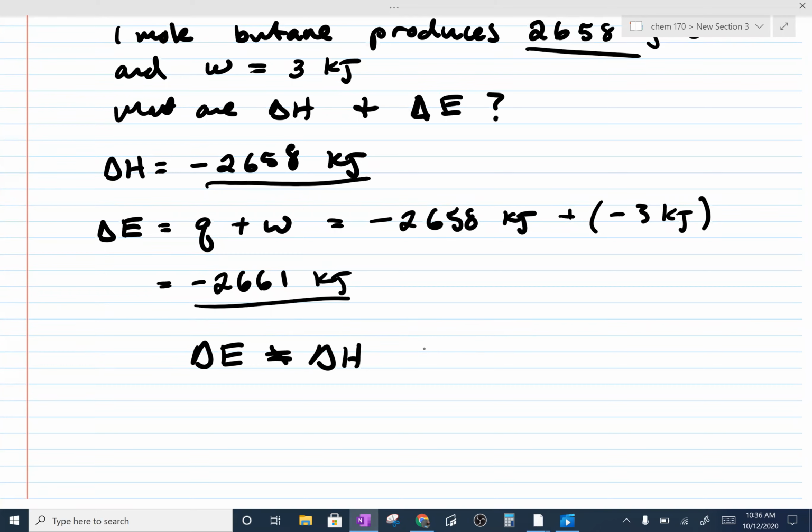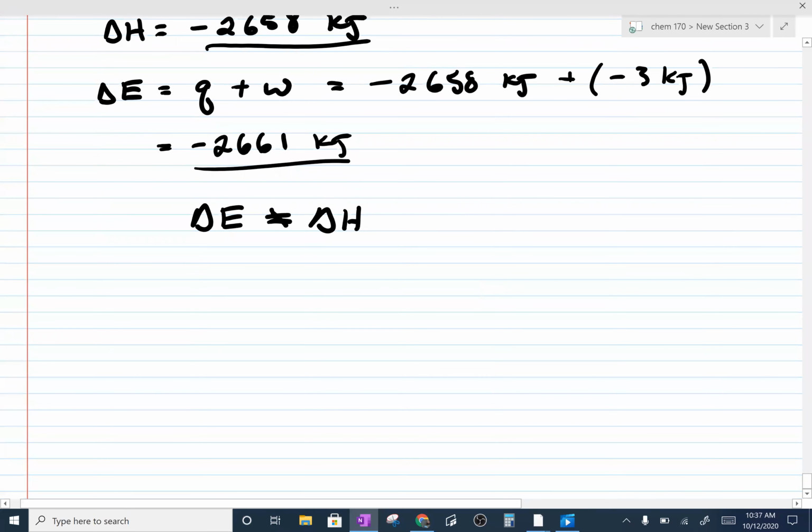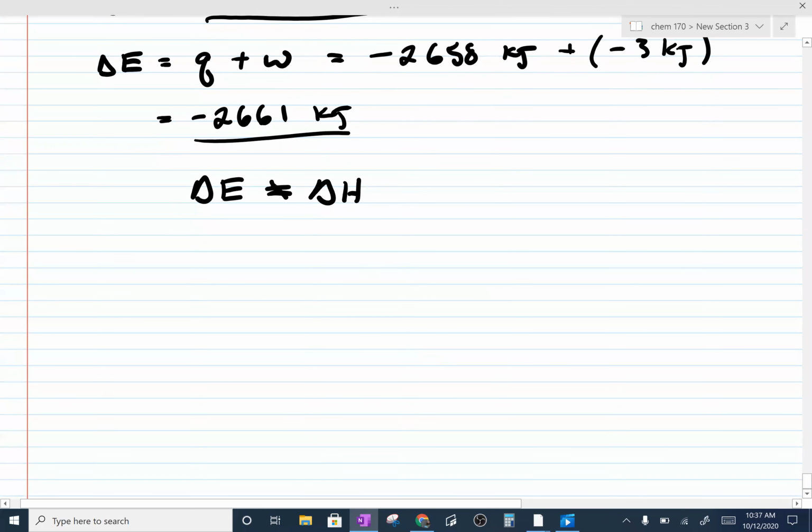Since most reactions are going to be occurring at constant pressure, we oftentimes use delta H rather than delta E. Okay? Delta H is much easier to work with. We don't have to worry about the change in volume. So we typically use delta H to talk about how much heat energy a reaction is going to produce. So let's talk a little bit more about delta H and what it actually means.